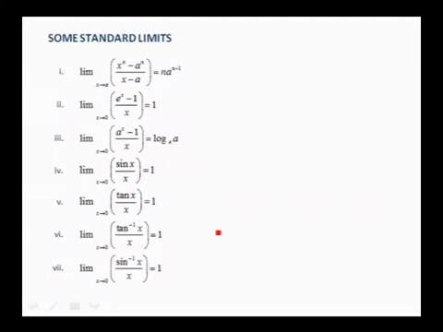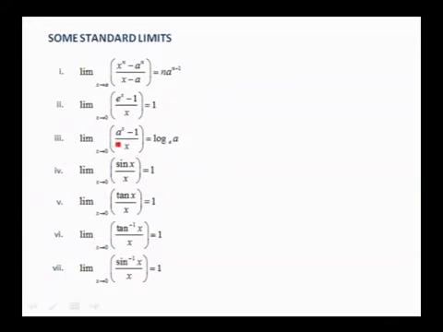some standard limits that you have studied in first year PUC. So, let us discuss about that one. Limit of (x to the power of n minus a to the power of n) over (x minus a) as x tends to a is n a to the power of n minus 1, (e to the power of x minus 1) over x as x tends to 0 is 1.